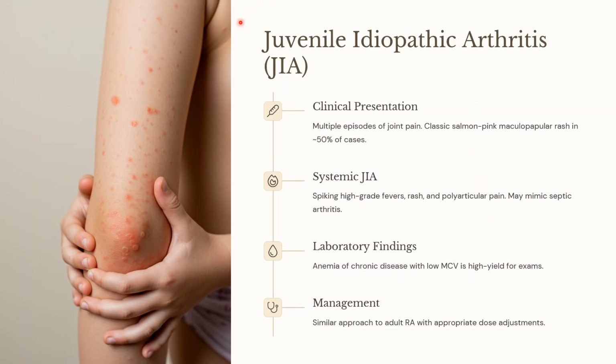The next chapter is about juvenile idiopathic arthritis. This is also known as juvenile rheumatoid arthritis. As the name says, it is exactly rheumatoid arthritis seen in juveniles. That is a regular rheumatoid arthritis in a kid, where they say there are multiple episodes of joint pain. In addition to joint pain, in about 50% of the cases, there is a classic salmon pink maculopapular rash.